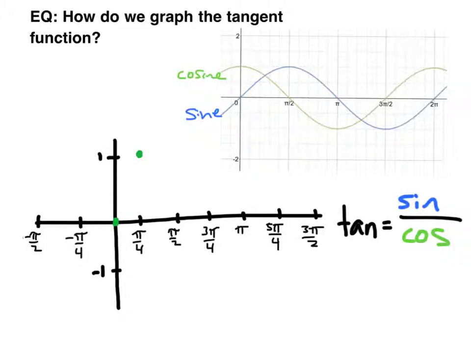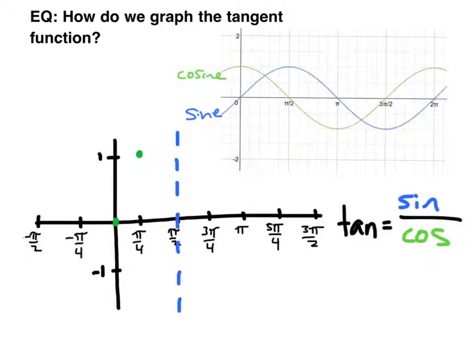Okay, and we continue on to pi over 2. At pi over 2, sine over cosine is 1 divided by 0. What's 1 over 0? Undefined. You can't do 1 over 0. So on a graph, whenever we have something that's not defined, for all of pi over 2, we say, okay, this is an asymptote.